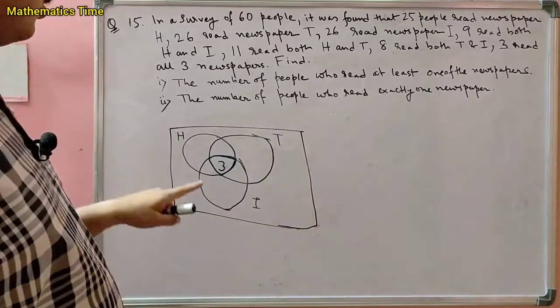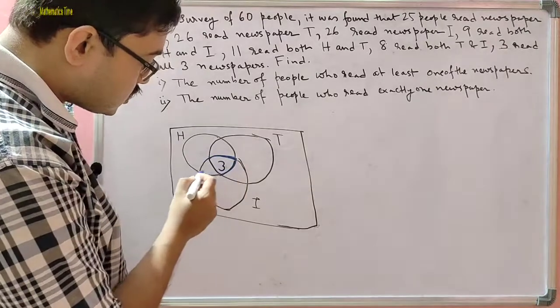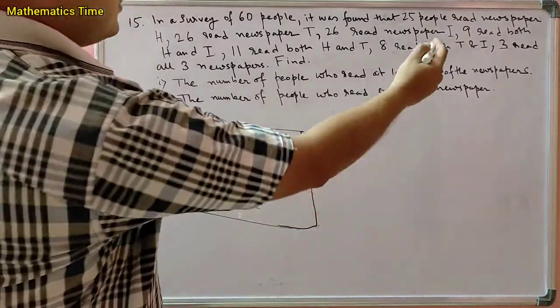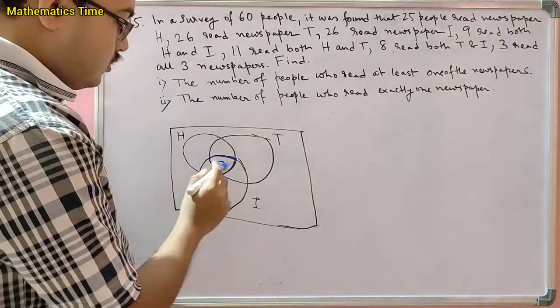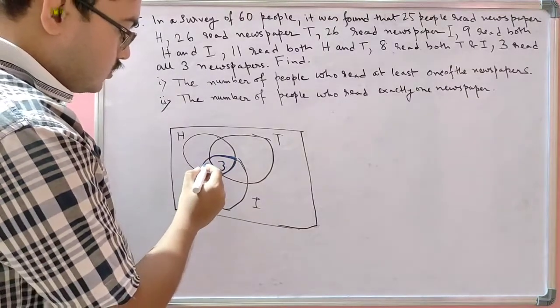So for H and I, how many? This intersection is H intersection I, the people who read both H and I. 9 read both H and I, so this will be 9. The middle is 3, so how many will be here? That is 9 minus 3, which means 6.